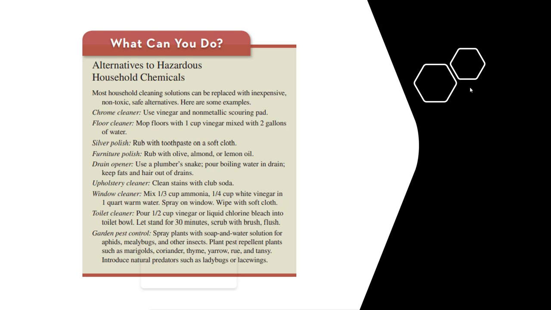So you can use non-toxic alternatives for many household chemicals, right? A floor cleaner, and they were listed up there. I'll just touch on a couple of them. If you want to mop your floors, you can use vinegar mixed with water. Furniture polish, you can use olive, almond, or lemon oil. If you need to clean your drains, don't use Drano. It never really works that great. Anyway, get a plumber's snake.